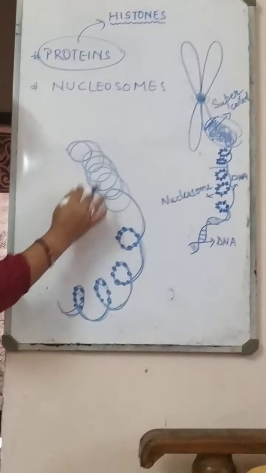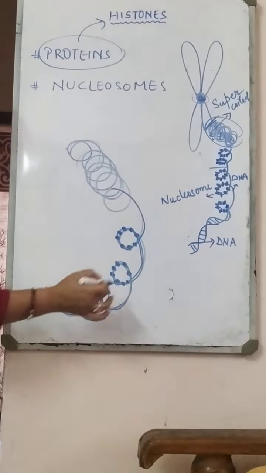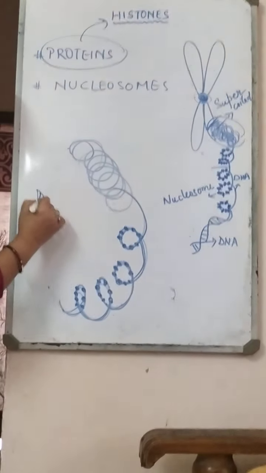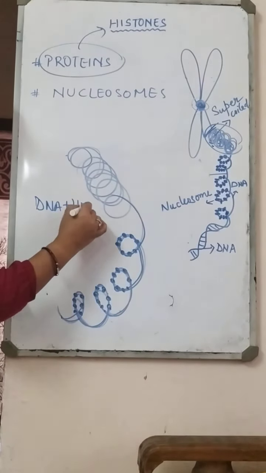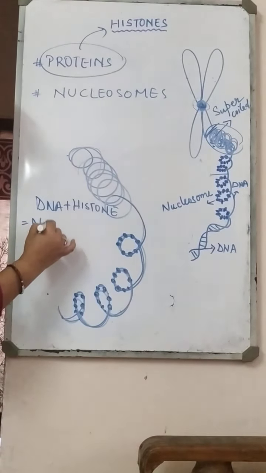So this whole is DNA, but at regular intervals there are certain loops, and to the loop the histone proteins are attached. So when DNA plus 8 histone proteins come together, that makes your nucleosomes.